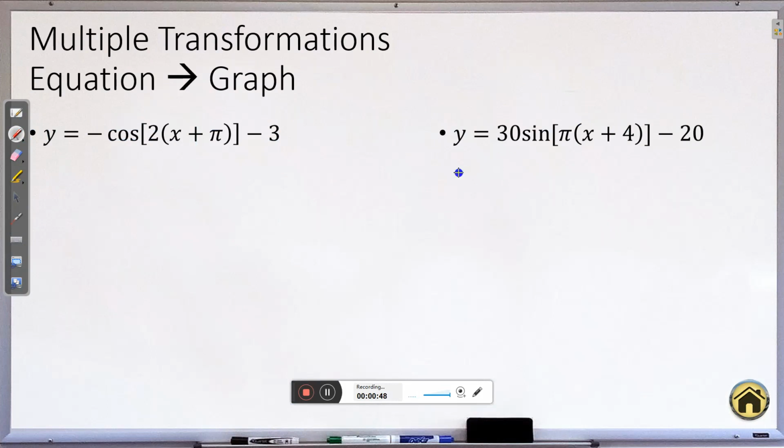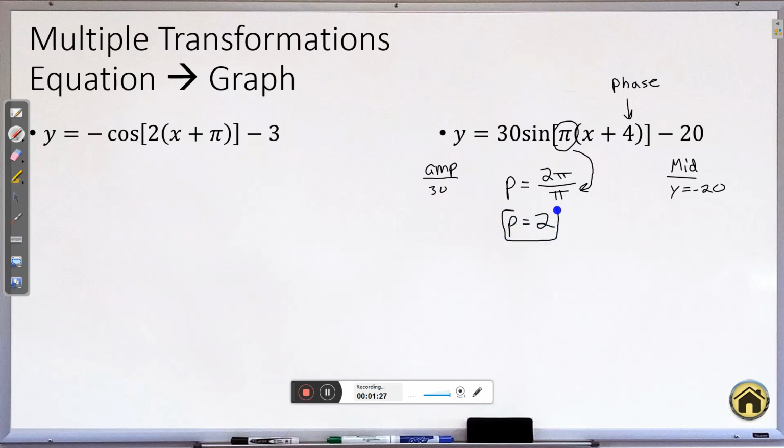So first, I'm going to identify all the characteristics. My amplitude, in this case, is 30. My midline is y equals negative 20. My phase shift is right here, positive 4. And my b value is pi, so period again, this is the tricky one, is 2 pi over the b value, which is pi. So the pi's cancel out there quite nicely, so my period is only 2. It's going to be a little bit nice for us.